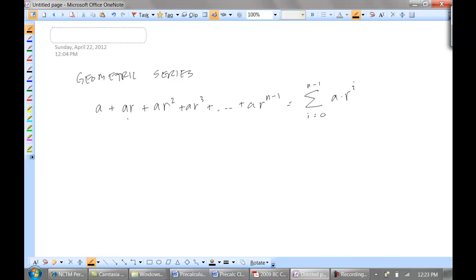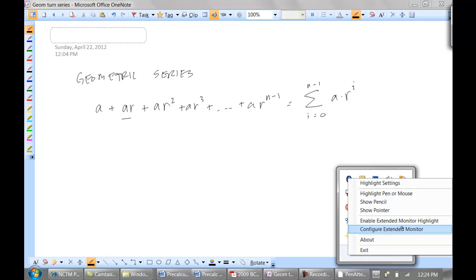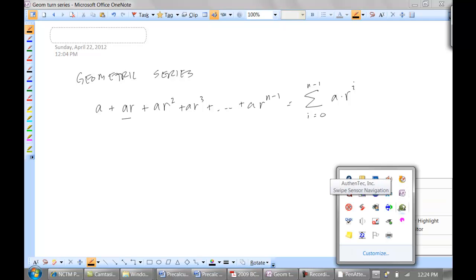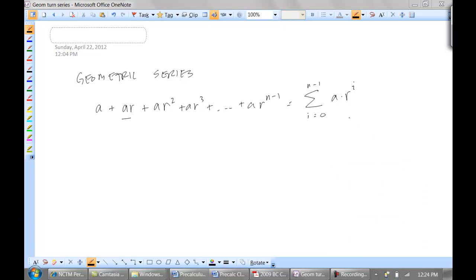Okay, so that's this term. Then i goes up to 2. We have a times r squared. And then this would be the third term where i is 2, then when i is 3, and all the way up to n minus 1.